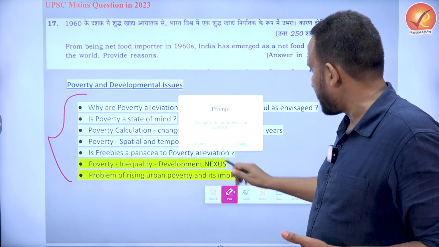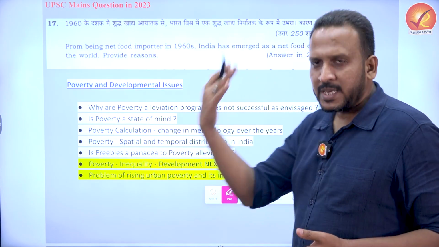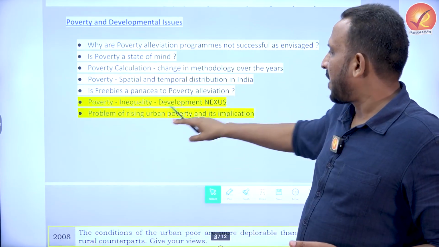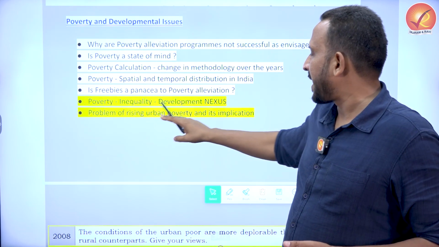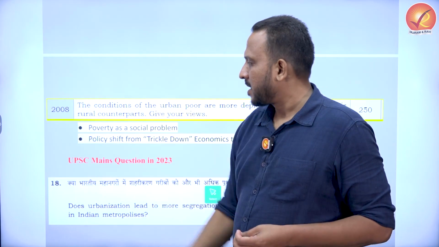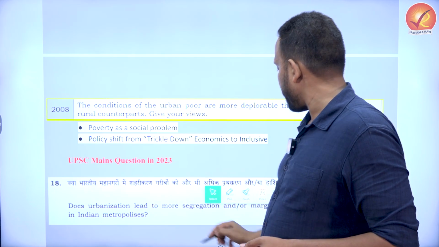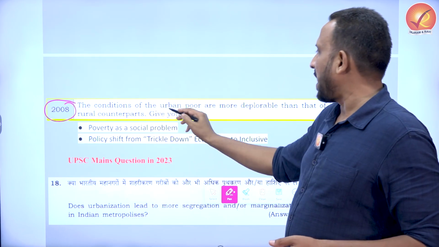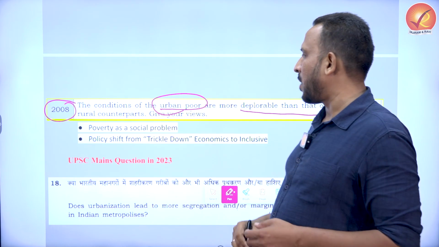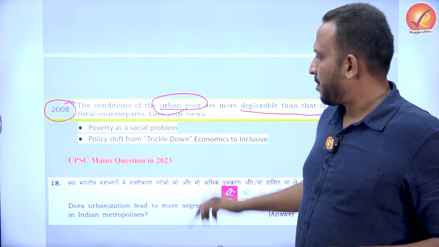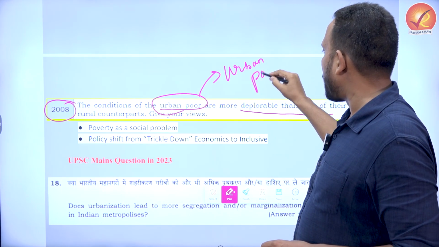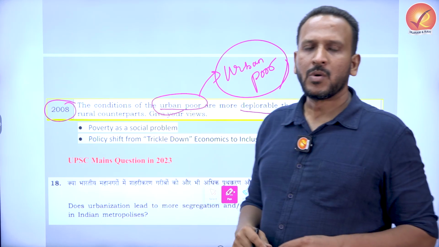I have pasted only those questions from where the UPSC has asked the question in 2023 mains, right? So in this question, see, poverty, inequality, development nexus, problem of rising urban poverty and its implication. From 2008, I have extracted this theme. The condition of urban poor are more deplorable than that of their rural counterparts. So basically, the main theme of this question is urban poor, urban poverty. Yes or no?